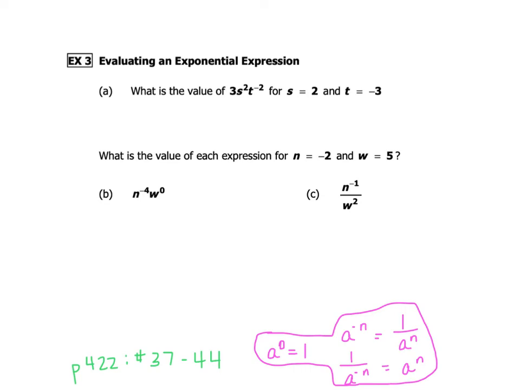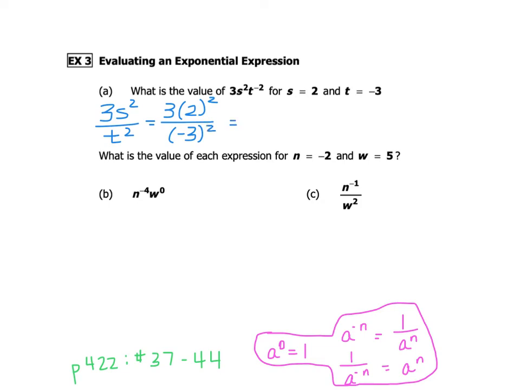First thing you're going to want to do, get rid of that negative exponent. So we're going to move those t's down to the bottom of our expression. So our expression becomes 3s squared over t squared. And now what we're going to do is we're going to plug in 2 for s and negative 3 for t. So s is 2 and t is negative 3. And it is important, because t is being squared, that you put the negative in parentheses.